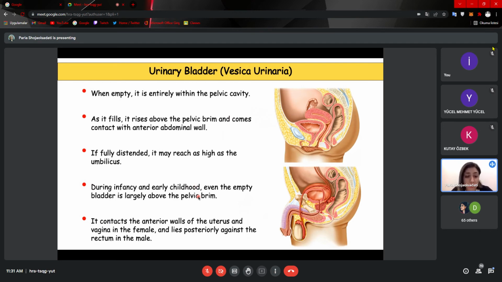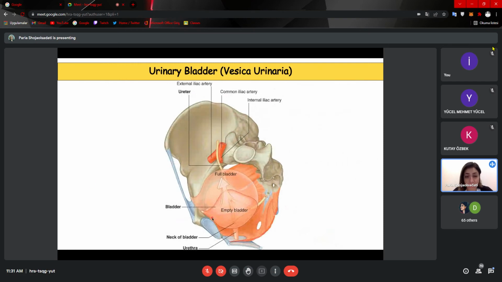Then we talked about how it goes down with the increased capacity of the true pelvis. It contacts the anterior wall of the uterus and vagina in the female and lies posteriorly against the rectum in the male. You can see the normal position of the bladder when it's empty and when it's full. It's blown up like a balloon.